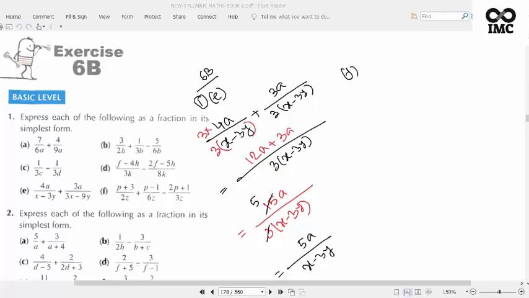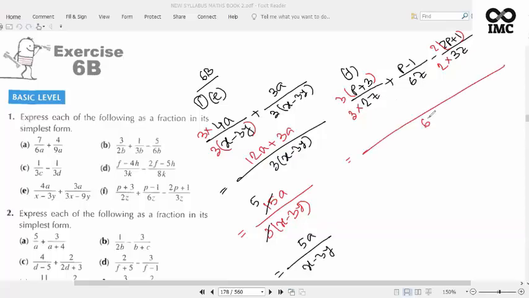Number f. Look at number f. Number f says p plus 3 divided by 2z plus p minus 1 by 6z minus 2p plus 1 divided by 3z. So what is the LCM of 2z, 6z, 3z? That will be 6z. Okay. So we need to multiply this one by 3 and this one by 2. Look. Now we need to calculate. So all denominators represent 6z.